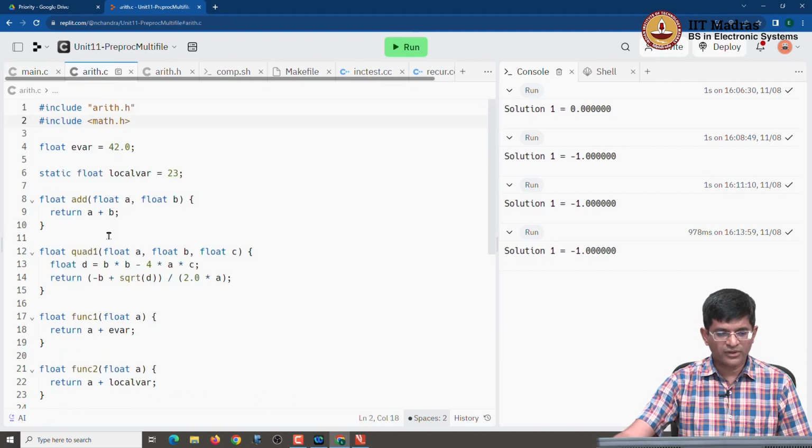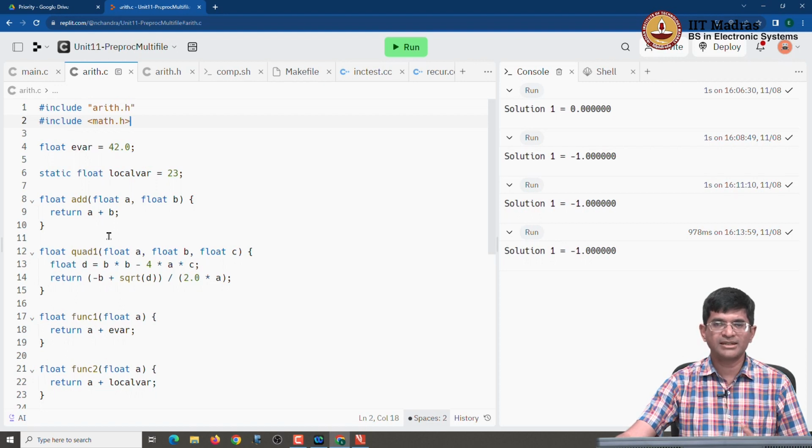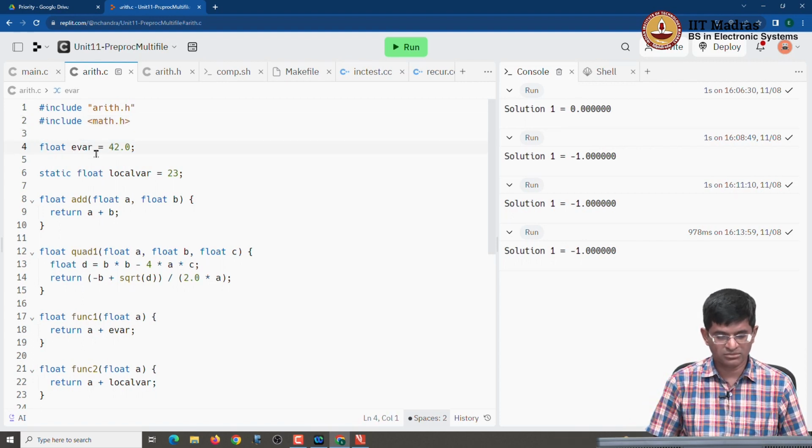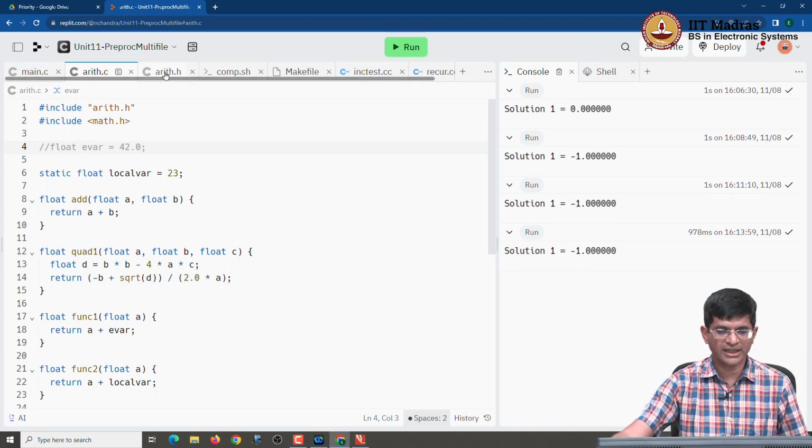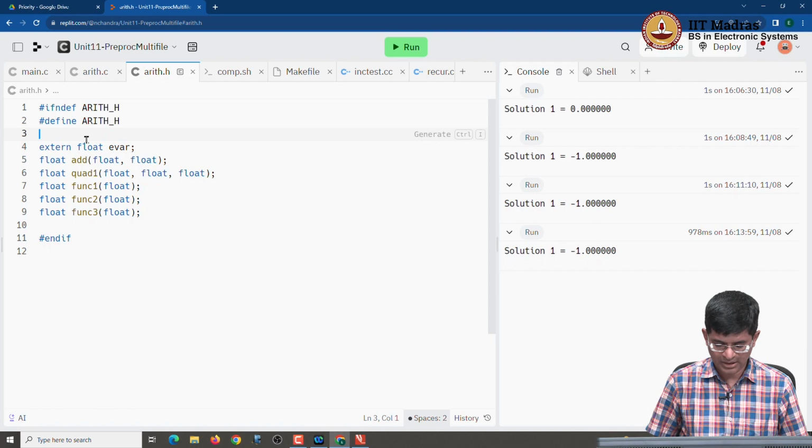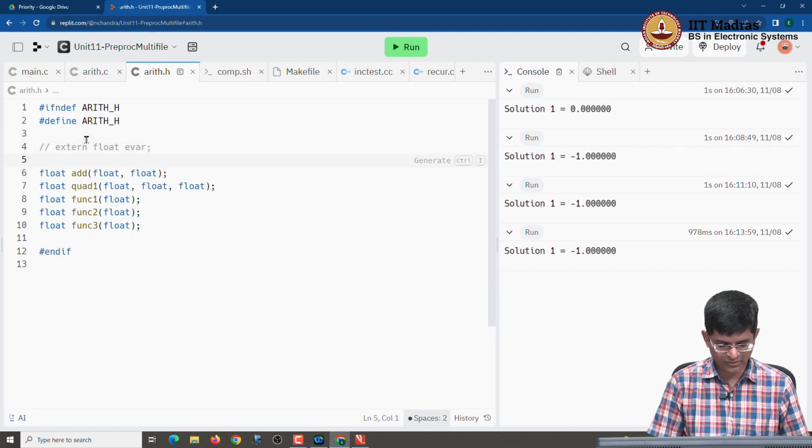Now there are a few other functions that are present out here, and we'll use them in order to demonstrate the other aspects, in particular the external variables that we had talked about. Okay. So in this arith.c, I would like to have one particular value, this evar that I have, as something that's present in multiple files. So let me first try to declare it in arith.h. I am going to comment this out and just basically say float evar is equal to 42.